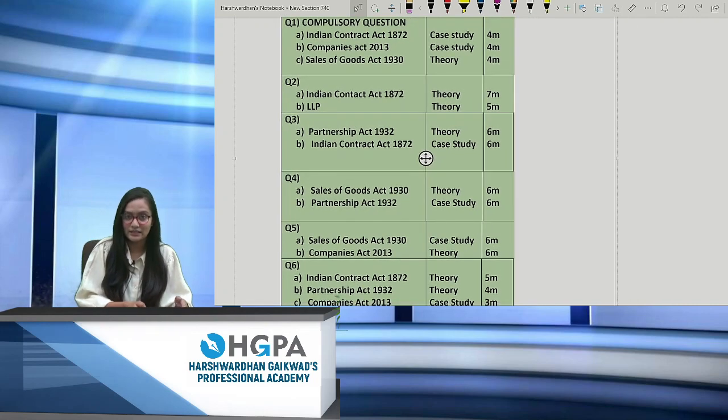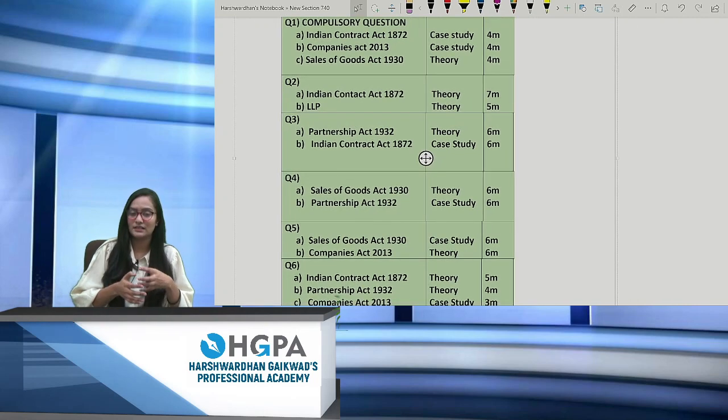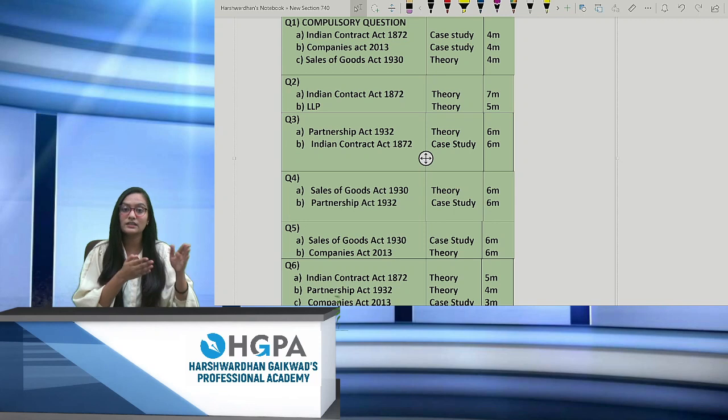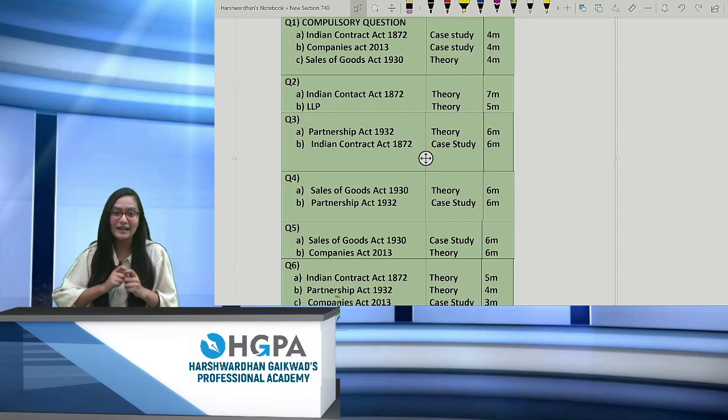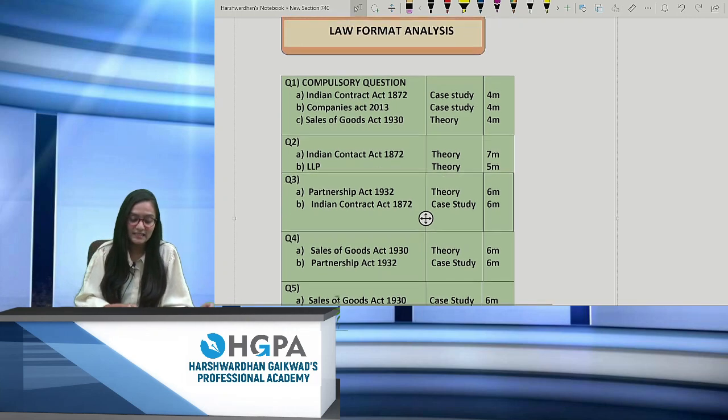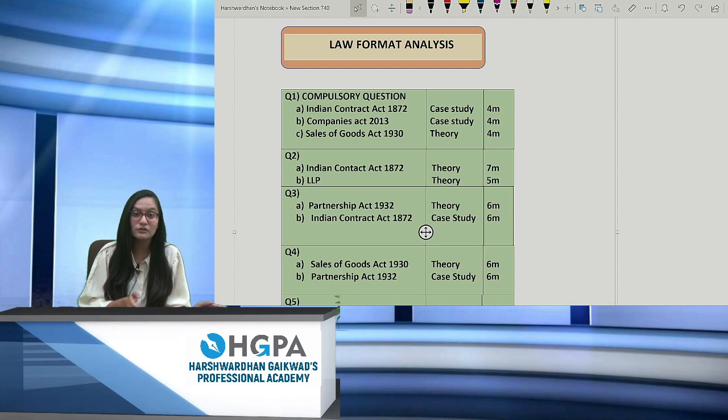ये पढ़ने से, ये एनालाइज करने से आपको एक अंदाजा आ जाएगा हर एक एक्ट का पेपर में वेटेज कितना है, उस एक्ट में थ्योरी का कितना वेटेज है, और प्रैक्टिकल क्वेश्चन यानी केस स्टडी बेस्ड क्वेश्चन का कितना वेटेज है. You will get a clear-cut idea of that, and the institute has stuck to this format from the past 7 years.